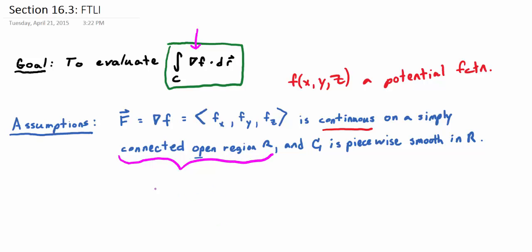If R happens to be in the plane, then a simply connected region can look like this. It doesn't include its border if it's open, so I make the border dotted, and there are no holes, there are no separations in it. If that's the case, then it is a simply connected region.